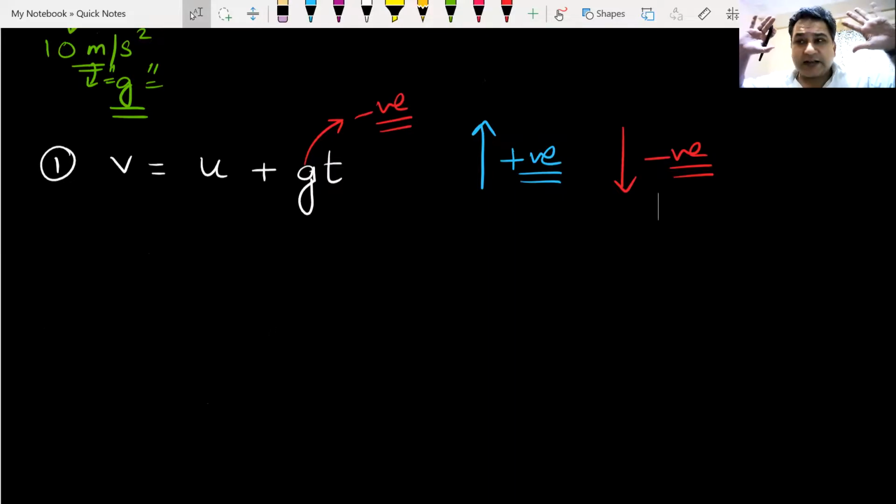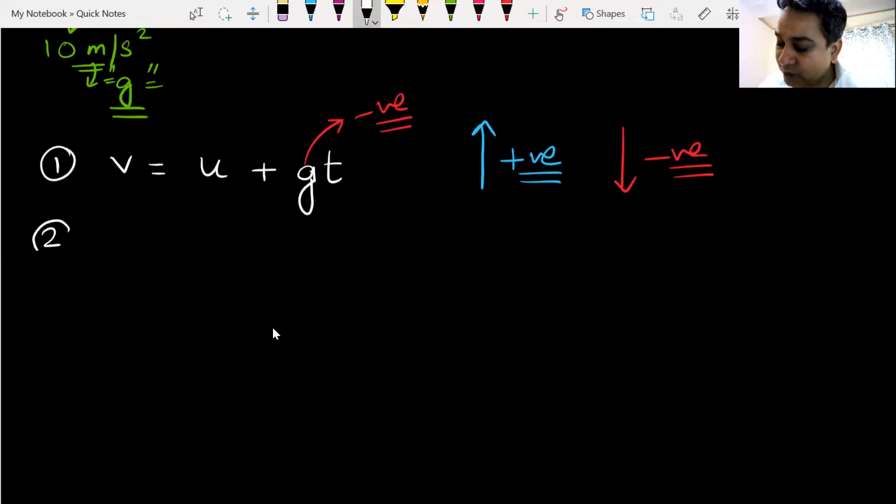Do we understand this? Can I have a raise of hands? Sir, we understand this. No matter how the body moves, G is always negative because G is always downwards. We will not take it positive anytime, anywhere. We will not kill physics, where one time it is positive, other time it is negative. No, that is killing physics. We will not kill it. We are not killers, we are learners.